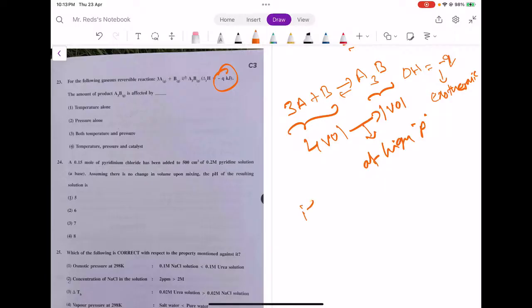Otherwise, if delta n, the change in number of moles of gases, is less than 0, here 1 minus 4 is equal to minus 3, high pressure is required. So both the temperature and pressure affect this reaction. Next, go to the 24th question.